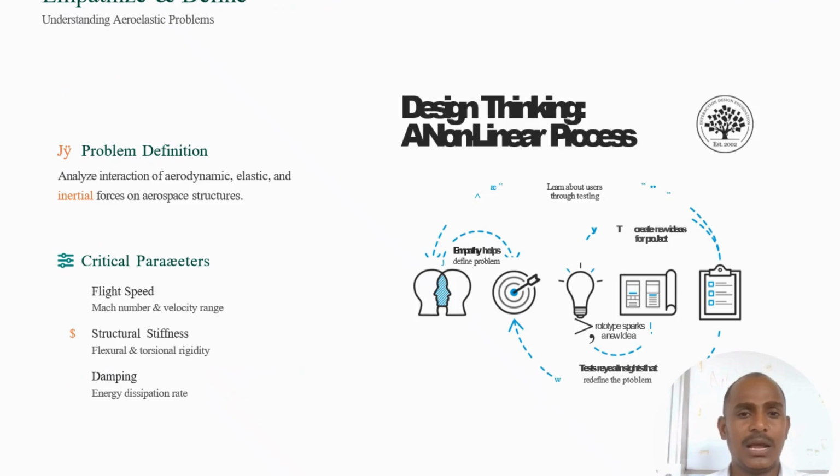Now coming to the design thinking process, first we understand the problem deeply. Engineers study how aerodynamic, elastic, and inertia forces interact with each other, where the critical parameters include flight speed, Mach number, structural stiffness, flexural rigidity, torsional rigidity, and also damping characteristics of the material. Proper understanding helps engineers predict failure before it happens.